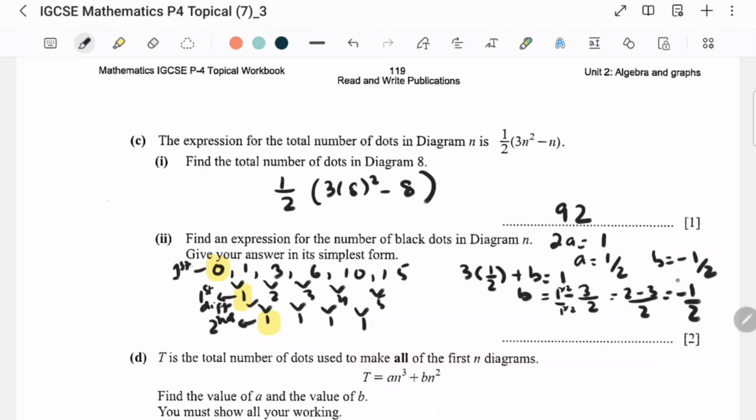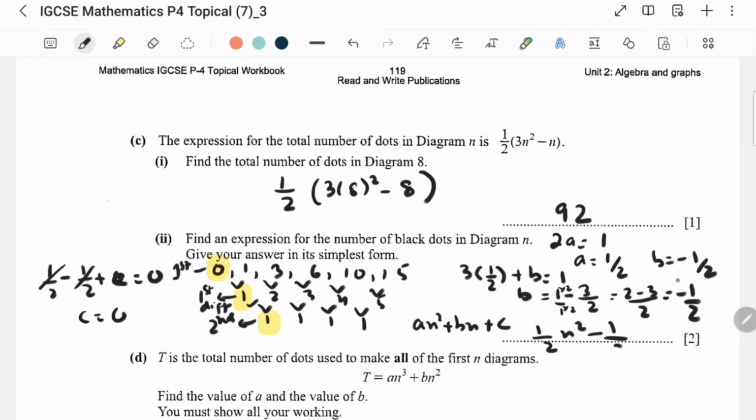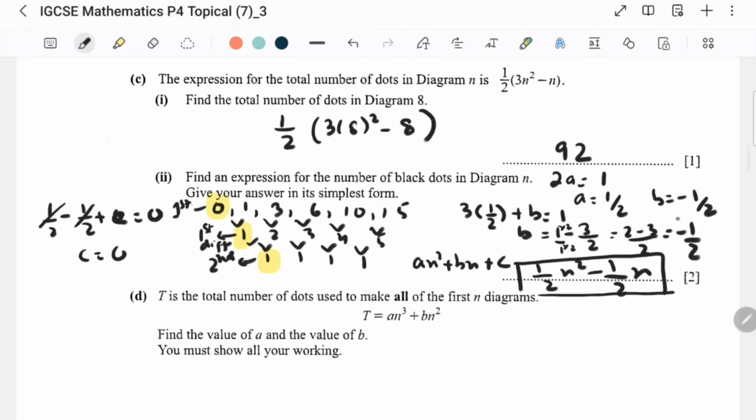Let's see for c. a plus b plus c is equal to the first term, so a plus b plus c is equal to 0. So c is also equal to 0. So a n square plus b n plus c means half n square minus half n plus 0. So this is your answer for this quadratic sequence.